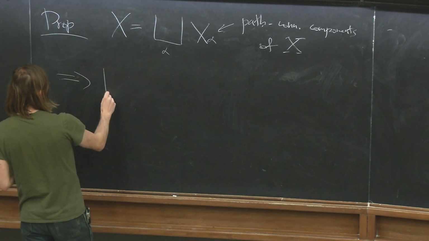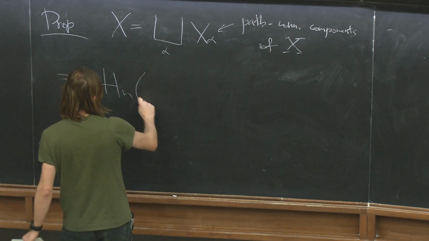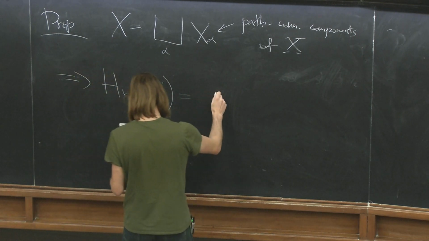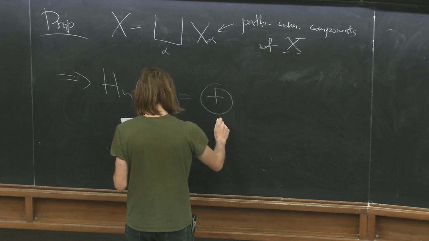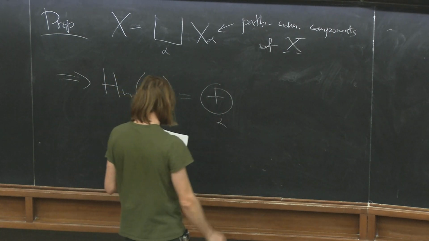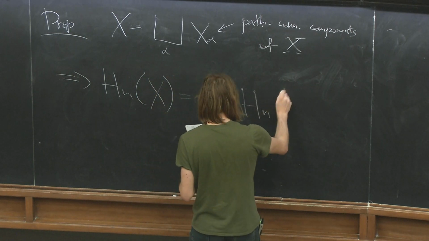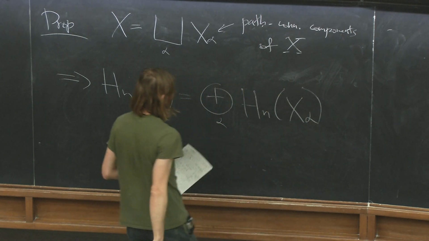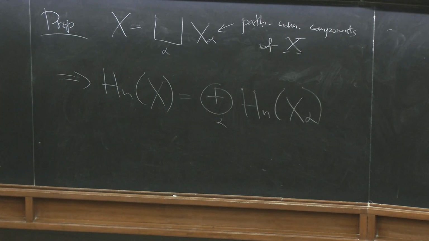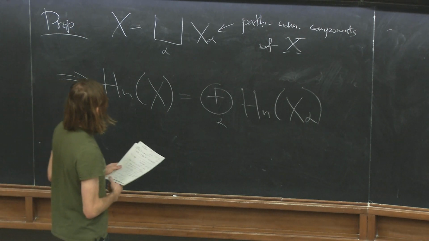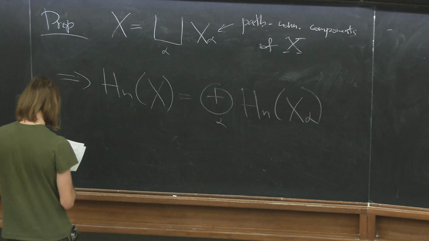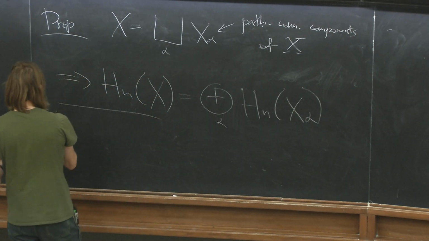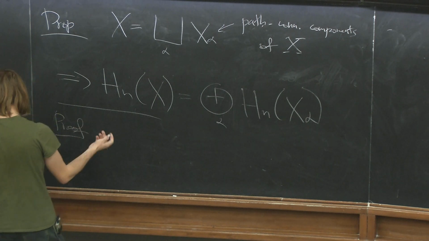And then we want to show that in this case, the nth homology group of X is given by a direct sum of the nth homology group of our path-connected components. Well, this will follow essentially from the definition.